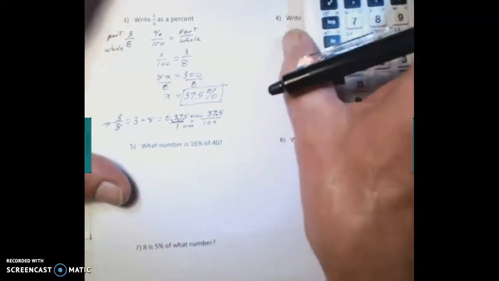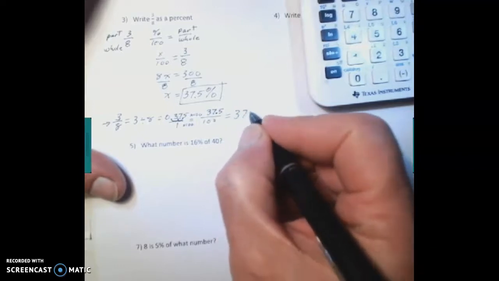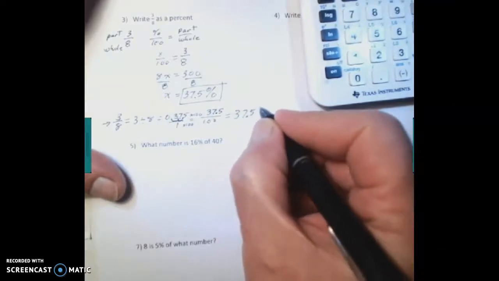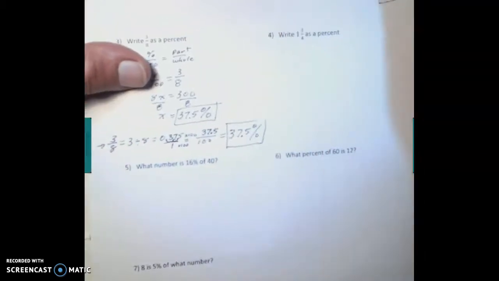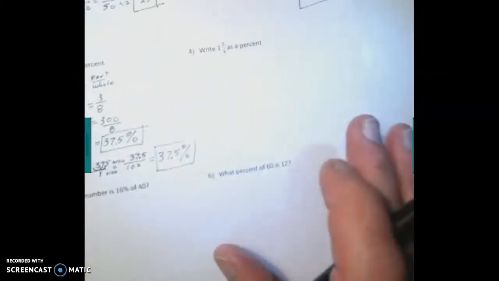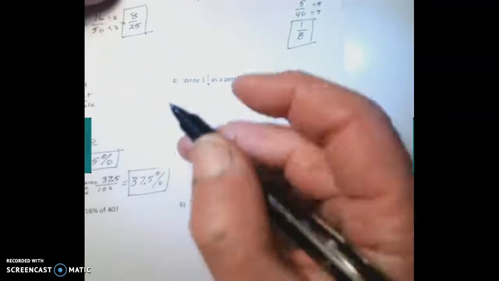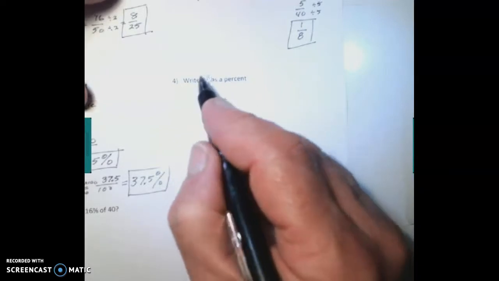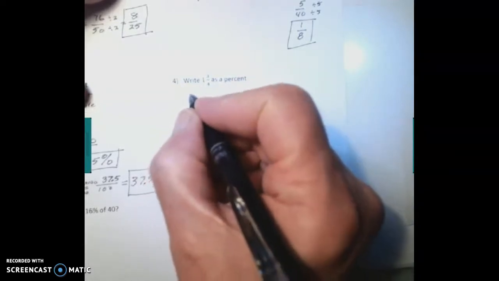37 5/10 out of 100, or 37 5/10%. Both ways work. Number 4, same idea. You've got 2 ways you can attack it. You can handle this as a fraction, 1 3/4.